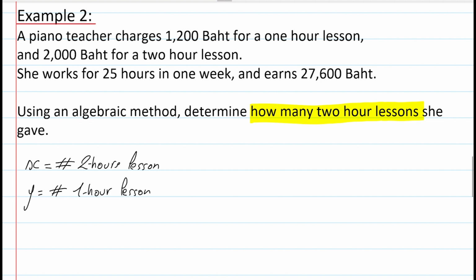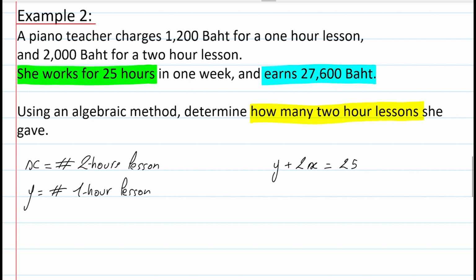Now we can use the sentences in the problem to set up our equations. We see that she works 25 hours in 1 week. For each 1-hour lesson, she works 1 hour, so in total in 1 week she will work y hours. Also for each 2-hour lesson, she works 2 hours, so as she has x 2-hour lessons, she will work a total of 2x hours. So we can write 2x plus y equals 25.